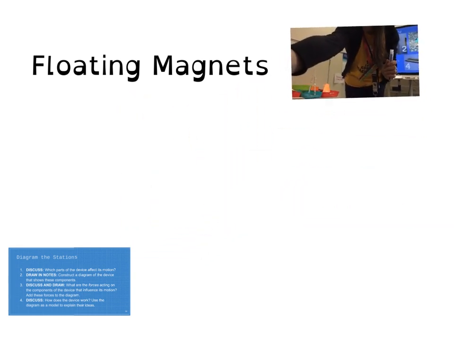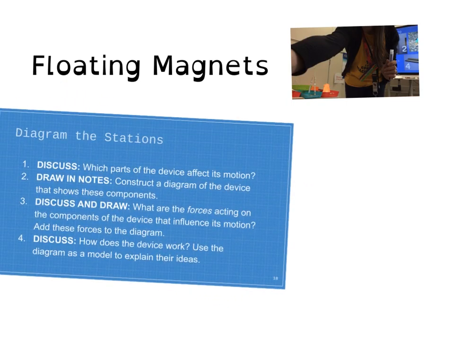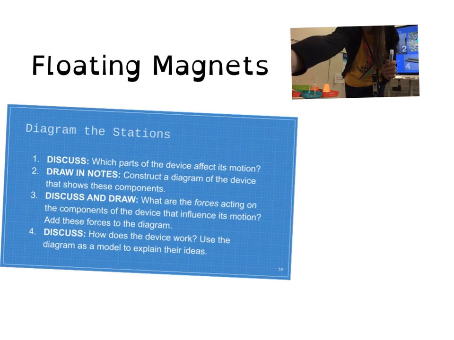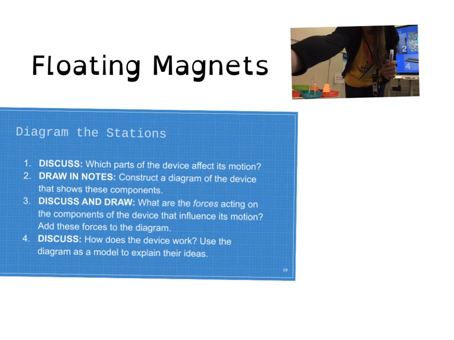I did tell you it's about as cool as those towels I did last unit. Okay. So number 1, discuss what part of the device affects its motion. So when we are talking about the motion right now, we are talking about the magnets that are floating. Specifically that one on top that is quote unquote floating. You're going to draw this in your notes, diagram the device, all 3 parts please.